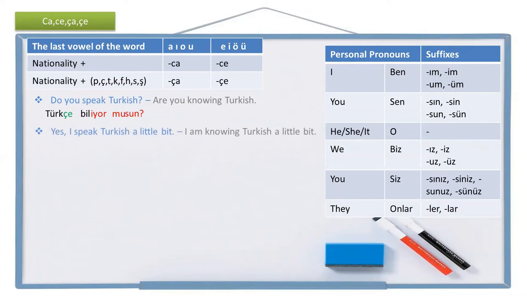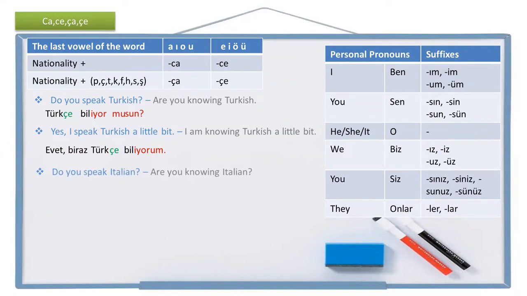And the answer is yes, I speak Turkish a little bit. But we are going to write it as I am knowing Turkish a little bit. Yes, evet. A little bit, biraz. Turkish as a nationality, Türk. With the suffix, Türkçe is the language. Know, bil, knowing, biliyor. I am knowing, biliyorum. Yes, I speak Turkish a little bit. Evet, biraz Türkçe biliyorum.